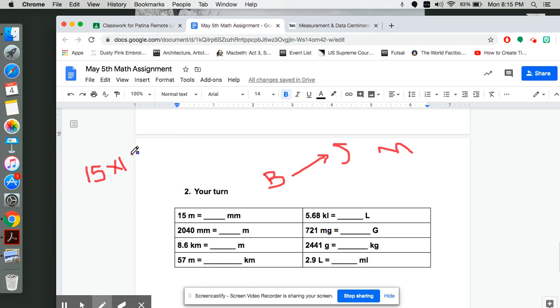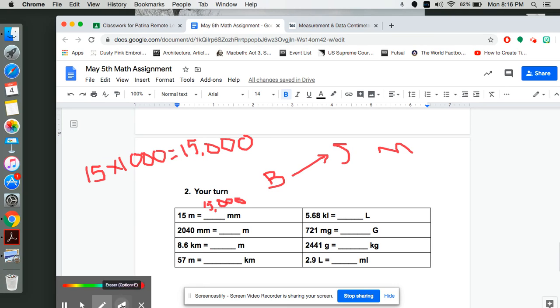So 15 times 1,000 equals 15,000. So that is going to be the answer to how many millimeters are in 15 meters. Let's do another problem together, and then hopefully you'll be able to do this confidently on your own. If you're still confused, I will help you through it.